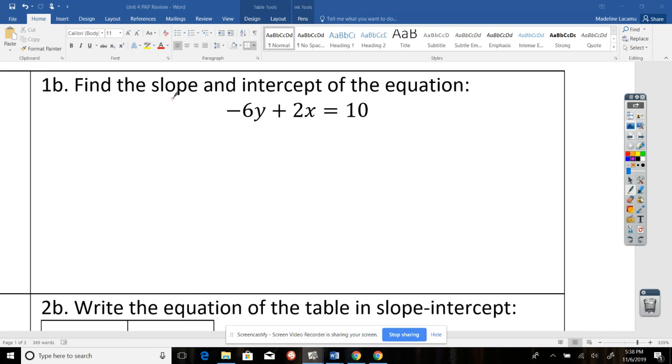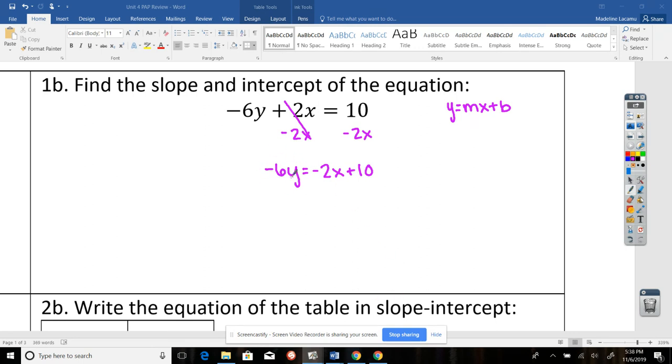So for 1b, it says find the slope and intercept of the equation. So this is in standard form, but we need to get it into slope-intercept form so we can find our slope and our intercept. So slope-intercept form is y equals mx plus b. So we need to get y by itself in this equation. So I'm going to take this 2x and subtract it from both sides. So minus 2x and minus 2x. So we get negative 6y equals negative 2x plus 10.